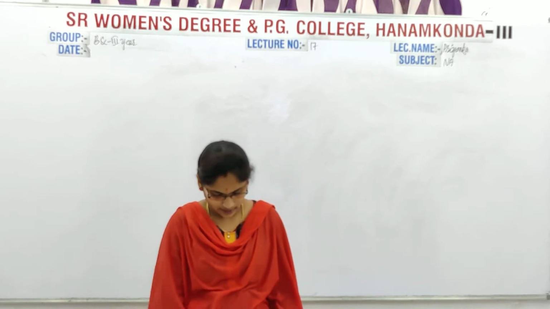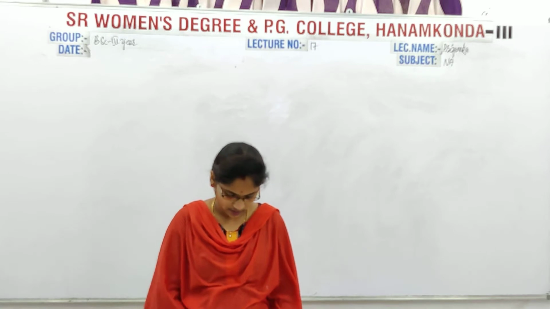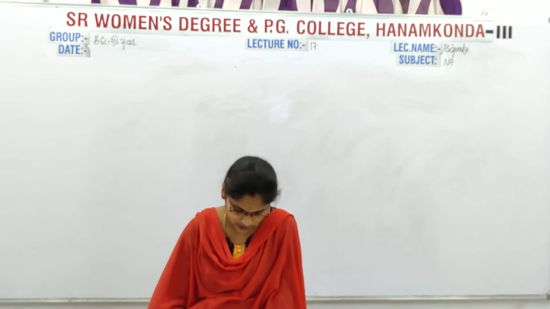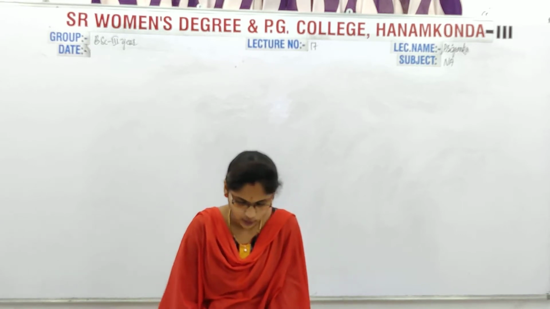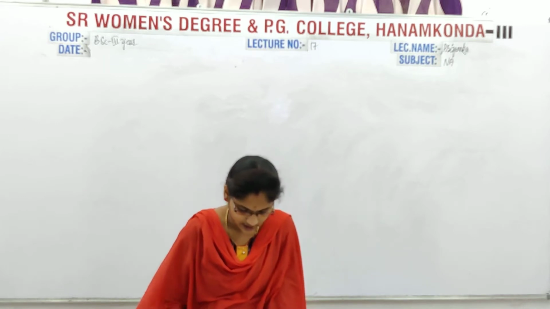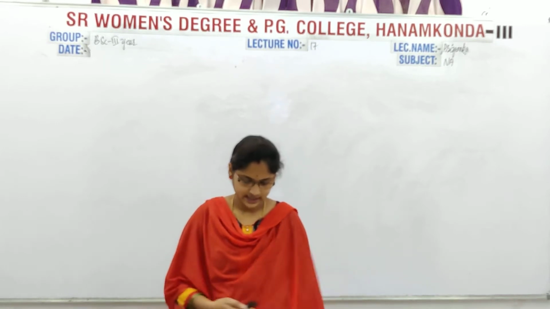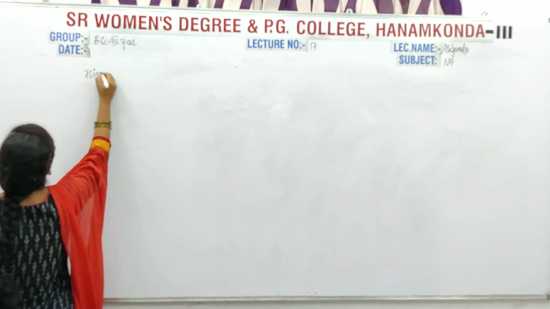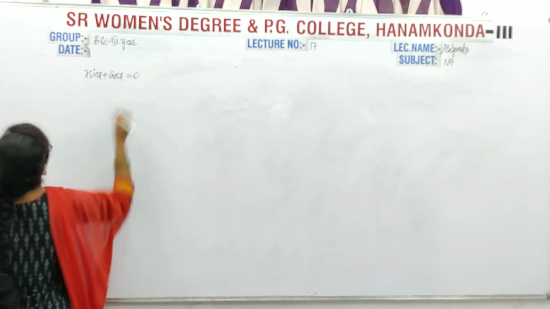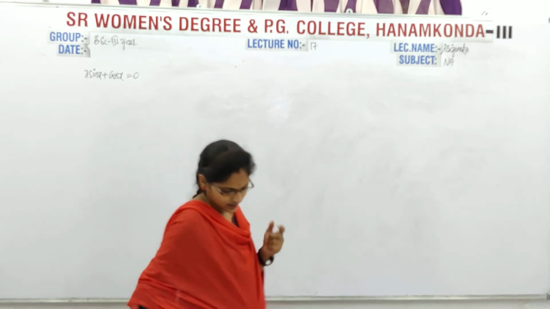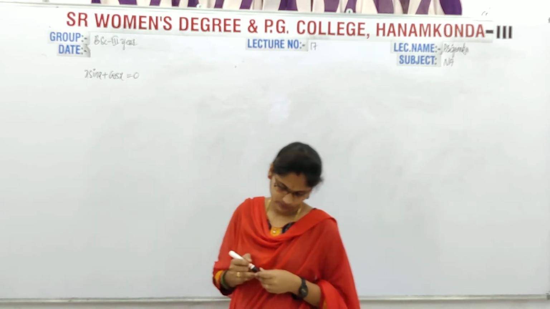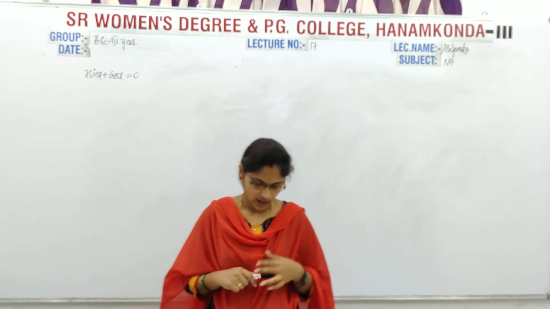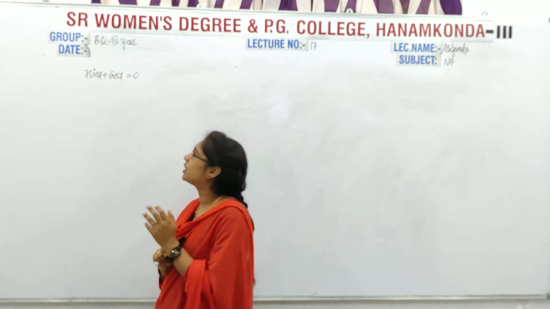Now write down. In the previous class we discussed one application of the Newton-Raphson method, and the function was x cube minus 2x minus 5 equal to 0. Next, write down: find the root of the equation x sin x plus cos x is equal to 0. For this one I started this problem and said that we have to discuss it in a different way.